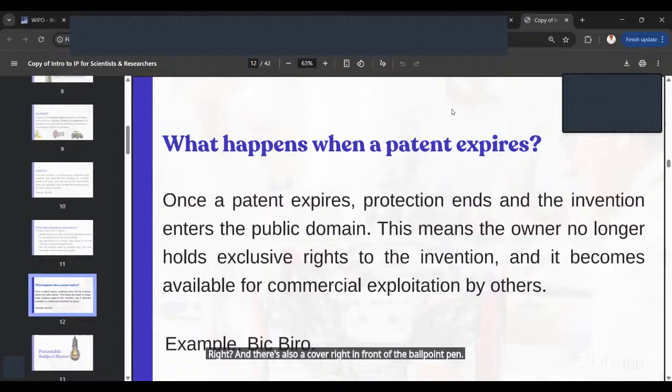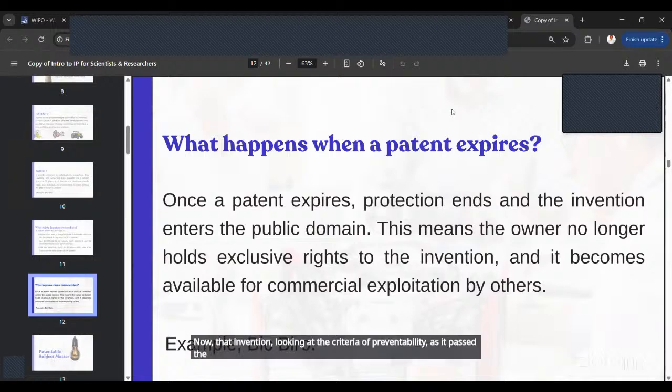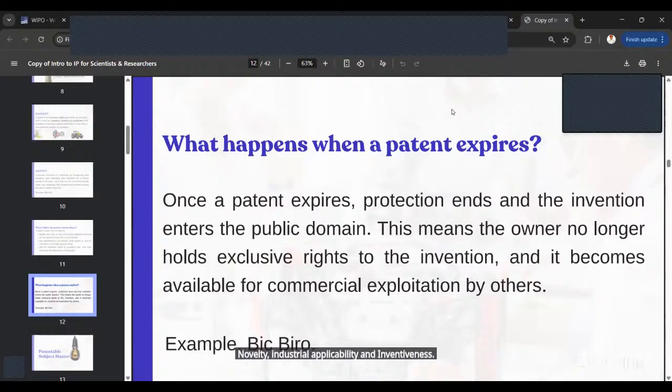So that's their invention. If you look at it compared to what we had before, it is new. If you look at the inventive step, there's likely an inventive step. And if you look at industrial applicability, it is industrially applicable. We can mass produce it, so many people can use it. Now, that invention, looking at the criteria of patentability, has it passed the three steps of patentability: novelty, industrial applicability, and inventiveness? Did it pass? Yes, it did.